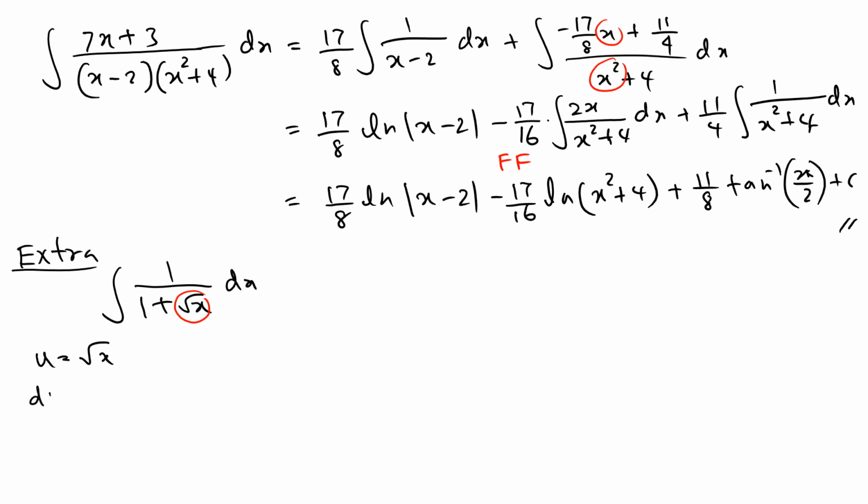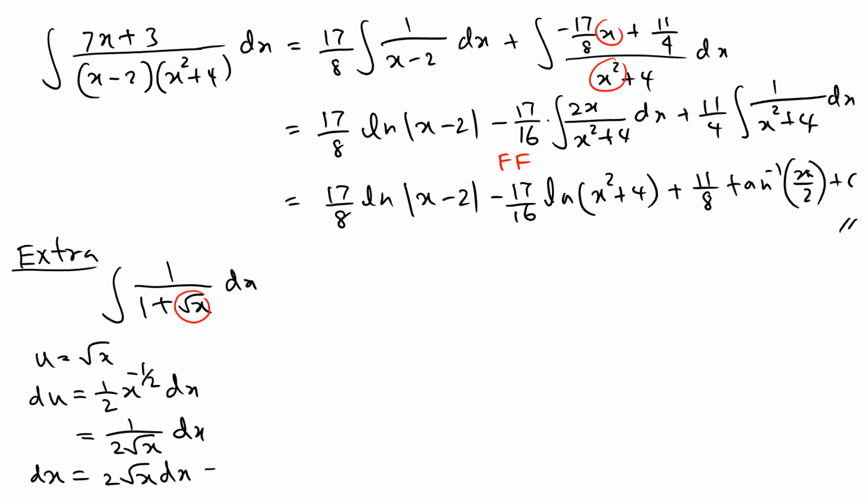So what do you do? Take the derivative. So it is 1 over 2. So you're going to get 1/2 x to the negative 1/2 dx, so you can write this one as 1 over 2 square root x dx. You can bring it to the other side. So that means dx is 2 square root x du, in other words 2u du. So that means your integral now becomes 2u du, that's the dx, divided by 1 plus u.